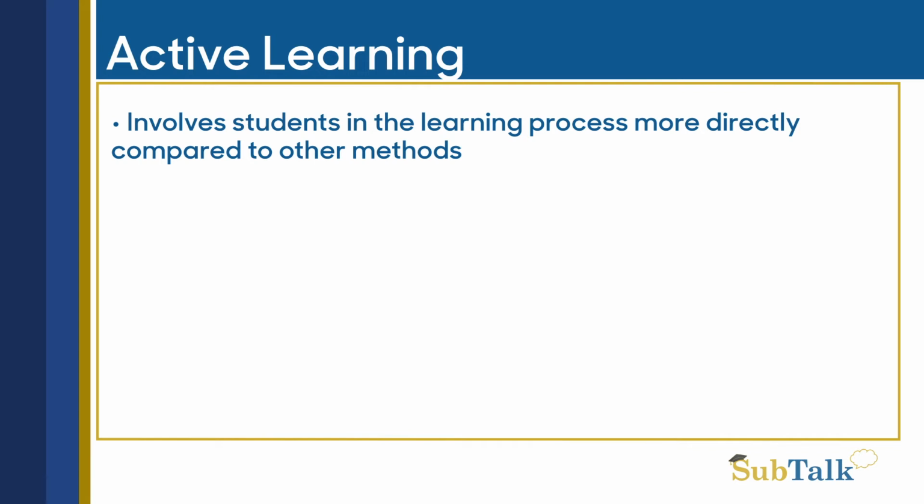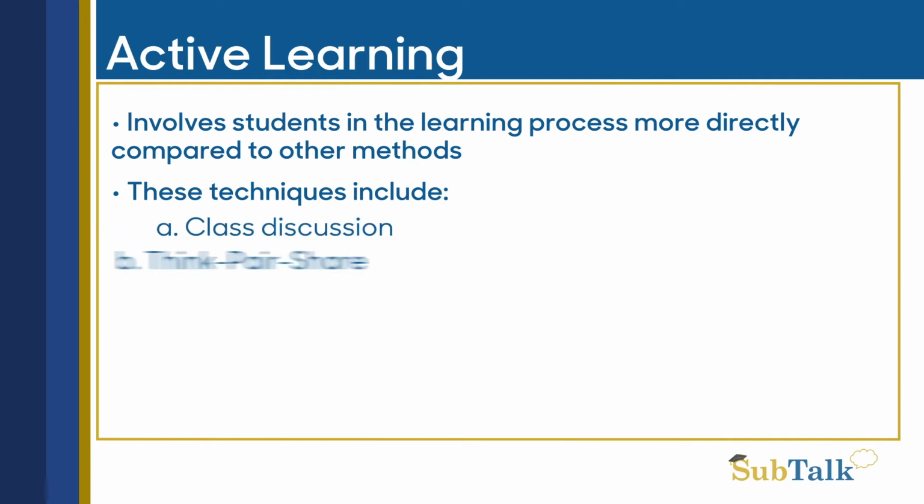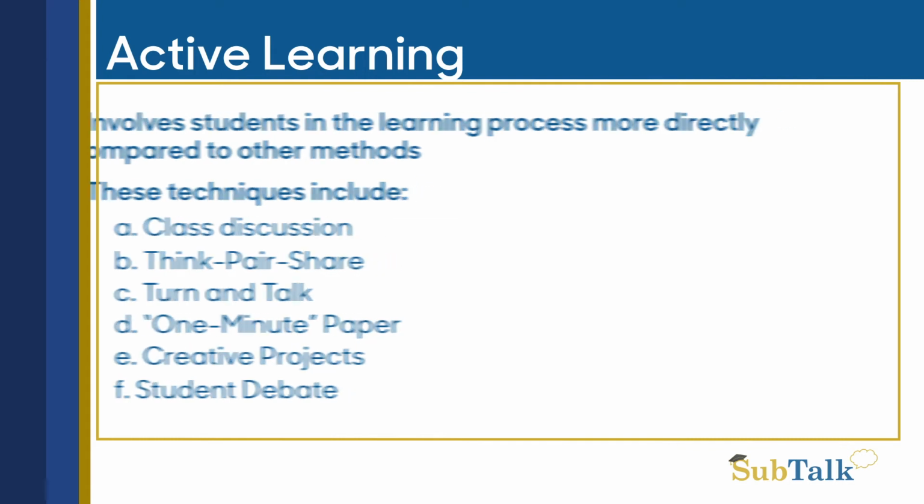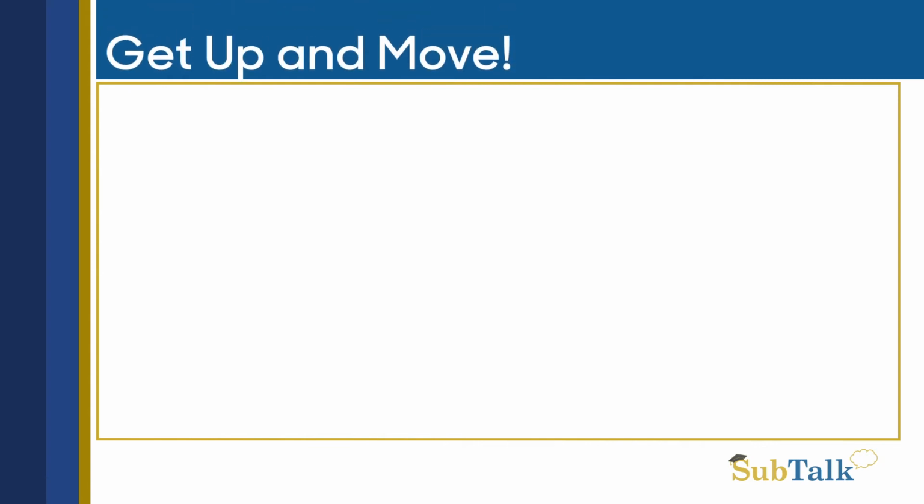Active learning. Active learning involves students in the learning process more directly than in other methods. These techniques include activities such as class discussion, think, pair, share, turn and talk, 1-minute paper, creative projects, and student debate. Remember, not all students absorb information the same way, but active learning activities will engage all students and all learning styles. Get up and move.